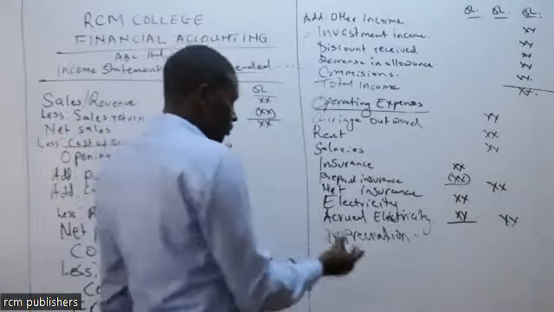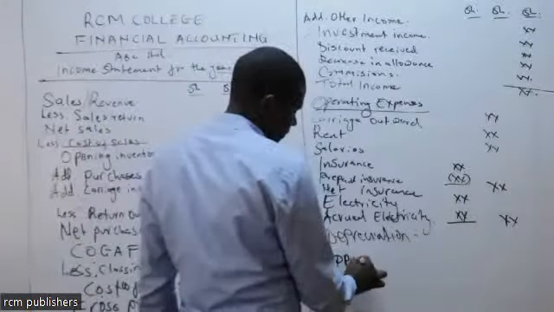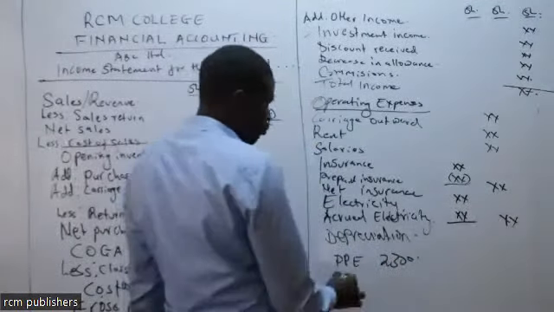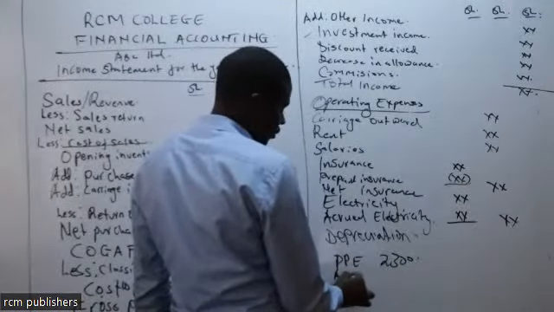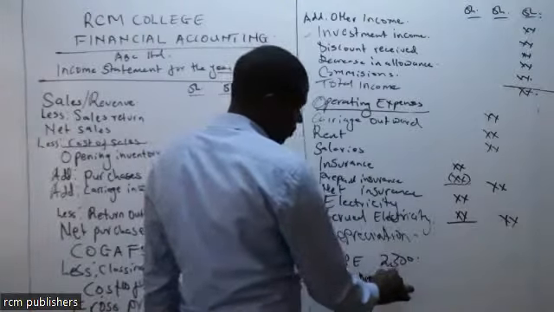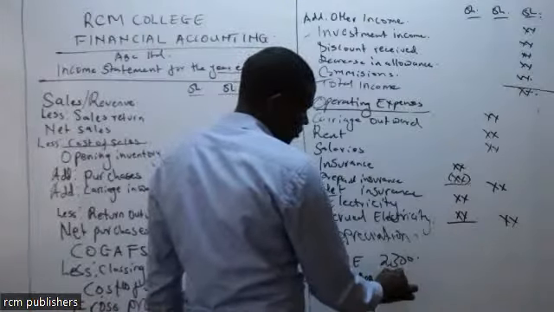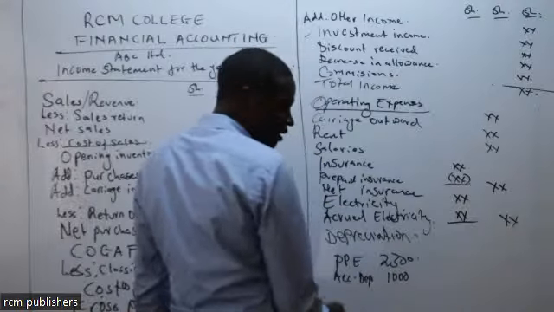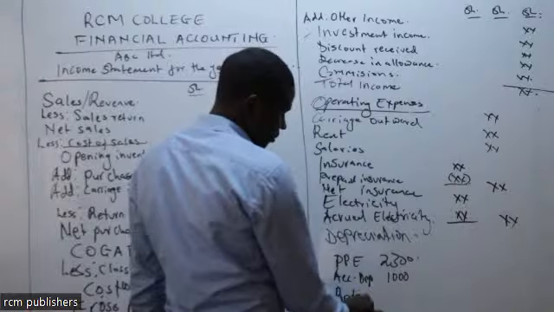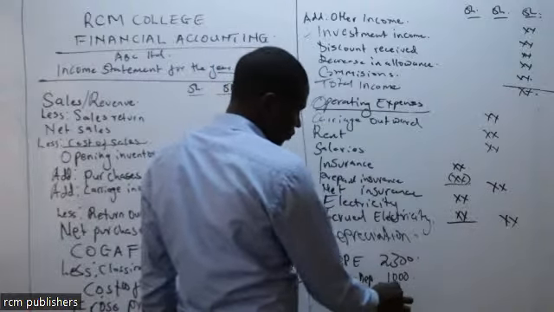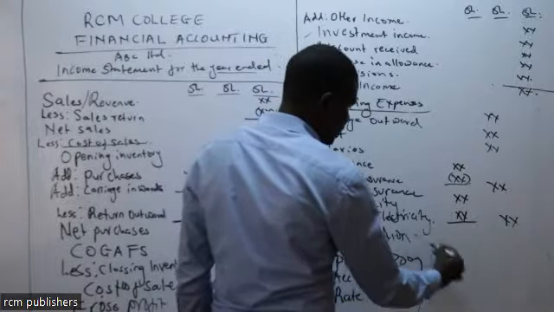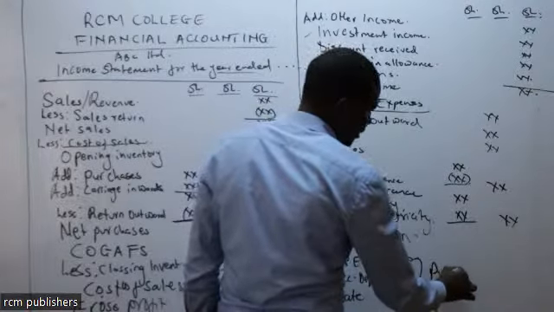For example, tumepewa PPE. Sasa sijui kama mko na calculator, mtatumia simu. PPE, accumulated depreciation, cost, probably, accumulated depreciation. Umepewa maybe 1,000, and then the rate of depreciation of that year is 2%. And then you are told to compute depreciation using the reducing balance method.